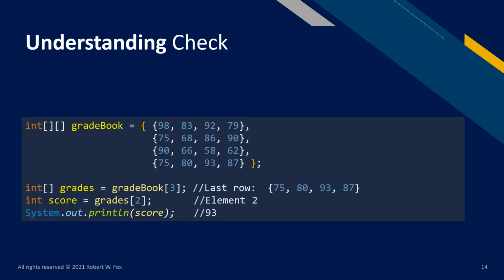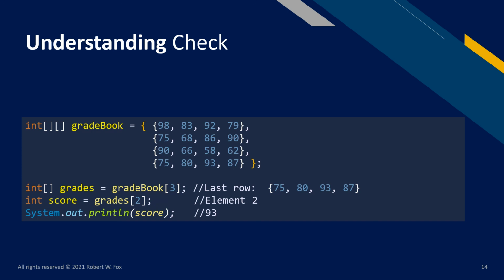After I make the gradebook array at the beginning, the first thing I do is make a new array called grades. Notice this is a single-dimensional array, and I assign it to gradebook[3]. Well, gradebook[3] means row 3. So 0, 1, 2, 3. We're talking about the last row of the gradebook. And I'm talking about the entire row, which is an array, right? So grades, which is an array, will store the values of the last row: 75, 80, 93, and 87.